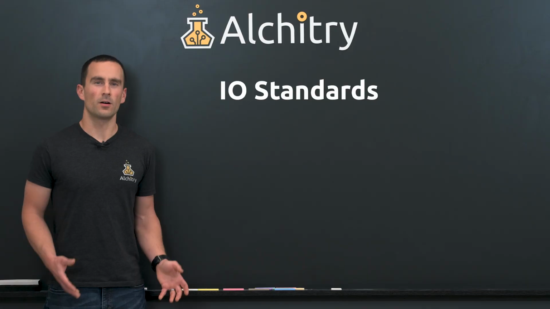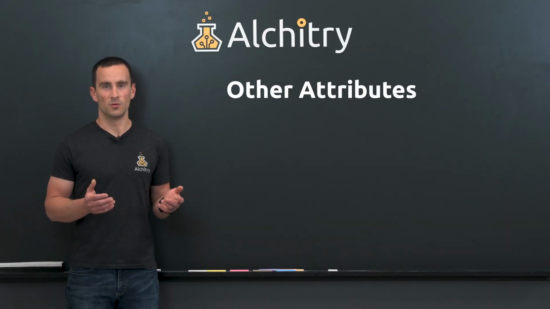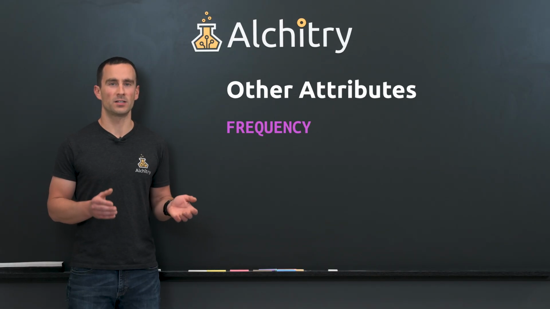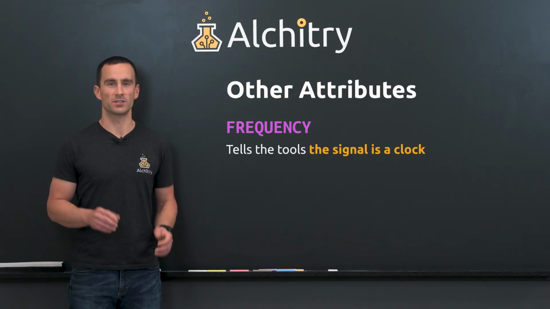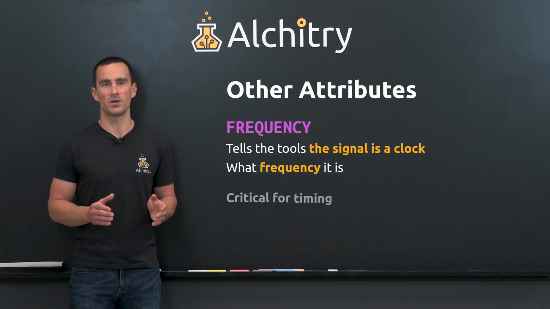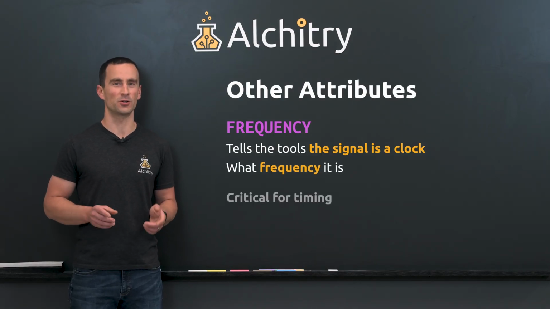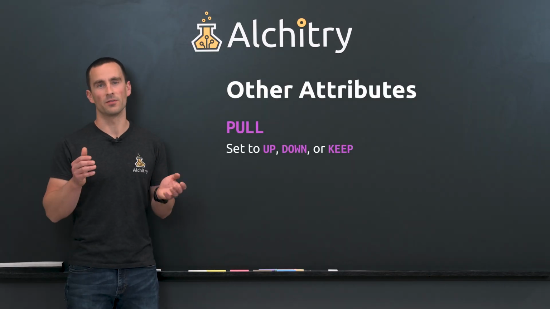There are other attributes that can be applied to I/O pins other than the standard attribute. You may have noticed the frequency attribute in the basic constraints file earlier on the clock signal. The frequency attribute is used to tell the tools that a signal is a clock and what frequency it's going to oscillate at. This is critical for timing and something that we'll cover in a future video, so make sure to subscribe for that.